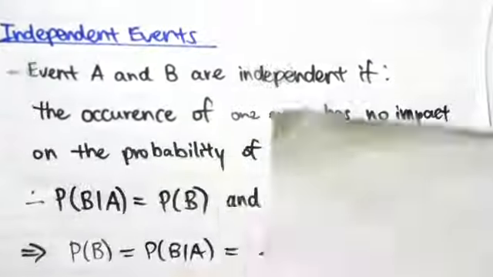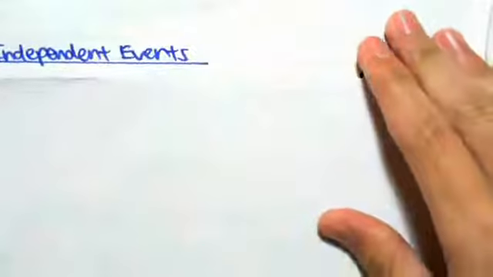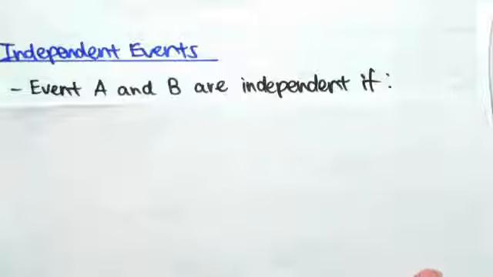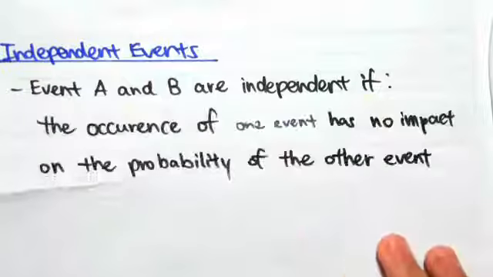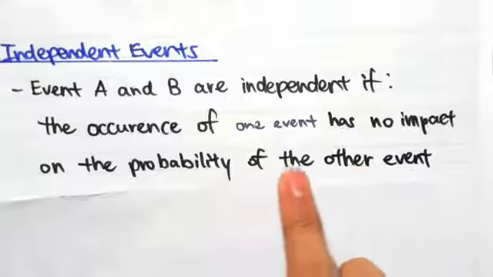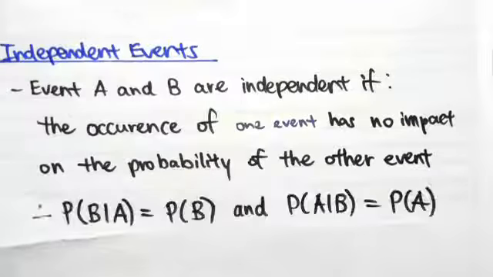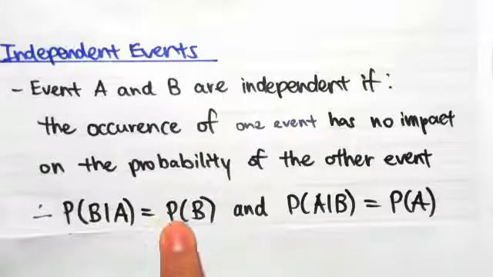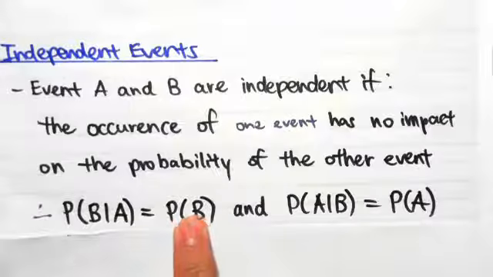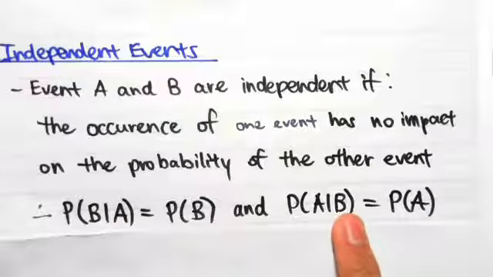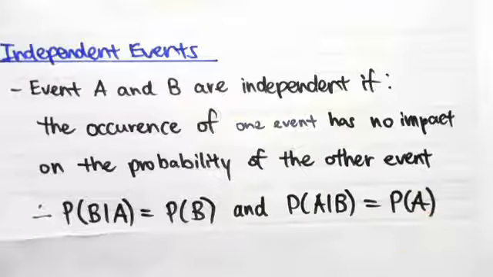So let's move on to another topic, which is independent events. Let's say we have two events, A and B. They're independent if the occurrence of one event has no impact on the probability of the other event. So what that means is that the probability of B, given that A has already occurred, is just equal to the probability of B itself. So A has no effect on B. And same thing here, the probability of A, given that B has already occurred, is just equal to the probability of A itself.